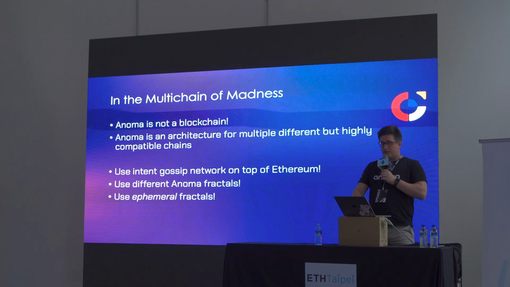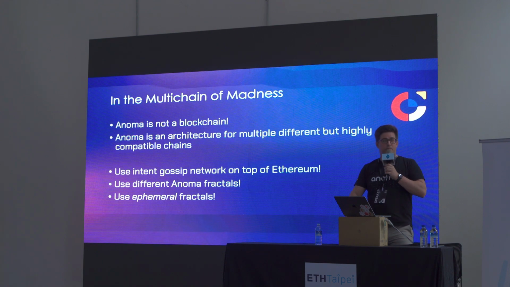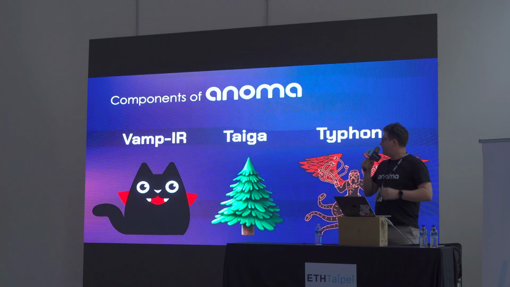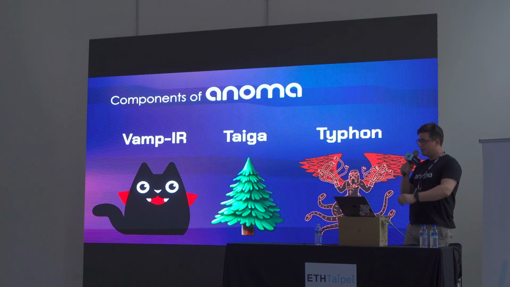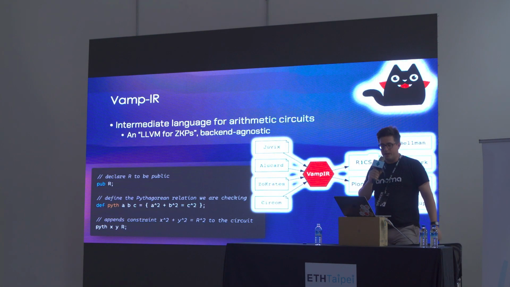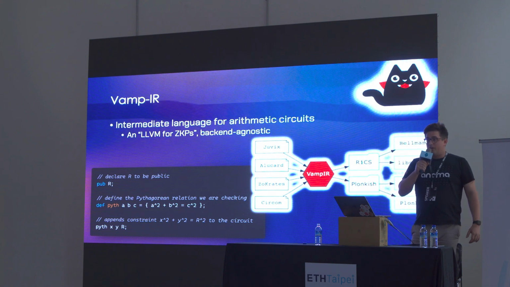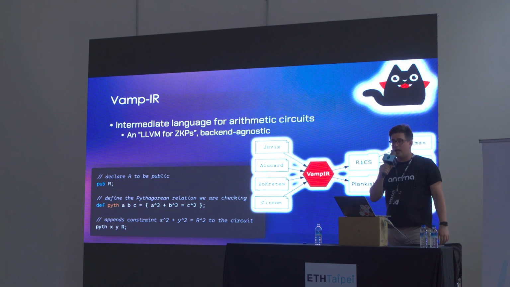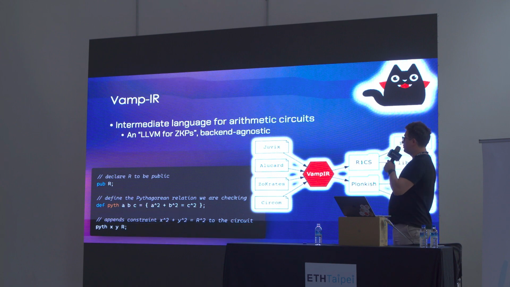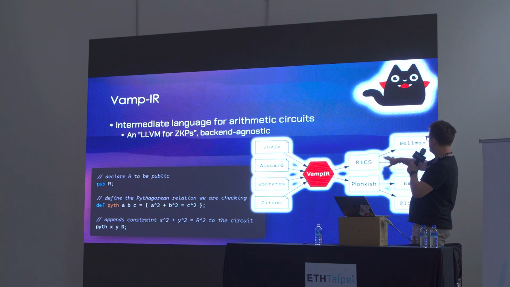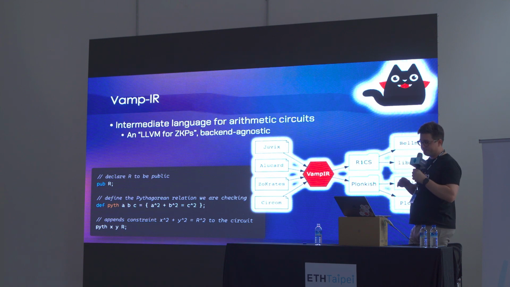Anoma consists of many components. There are many projects in Anoma, but today I want to focus on 3 of them: Vampire, Taiga, and Typhon. So let's start with Vampire. What's Vampire? It's an intermediate representation language for arithmetic circuits. You can think about it as LLVM for zero-knowledge proofs. Higher level languages can compile to Vampire representation, and Vampire compiles to different proof systems.